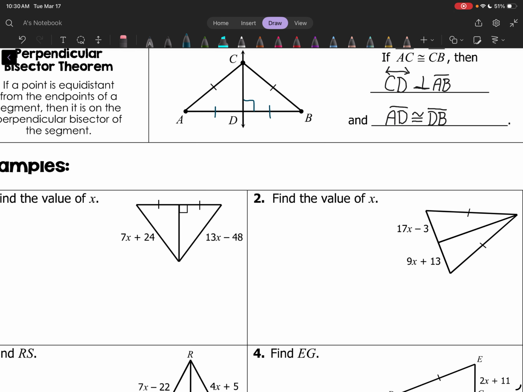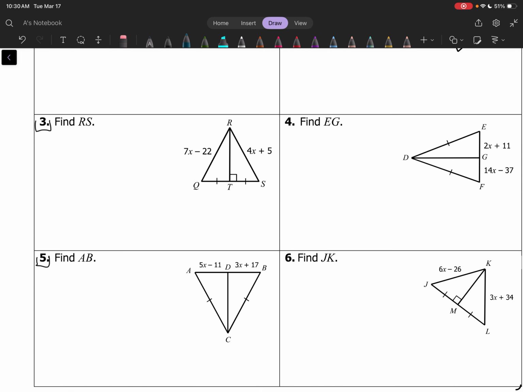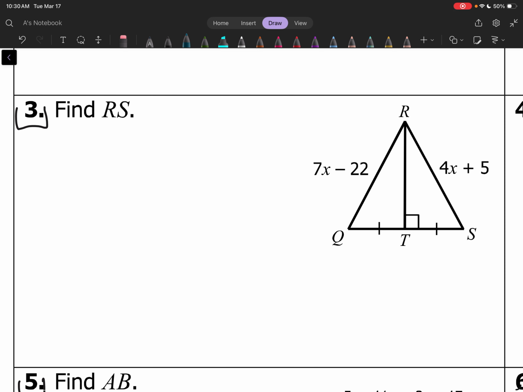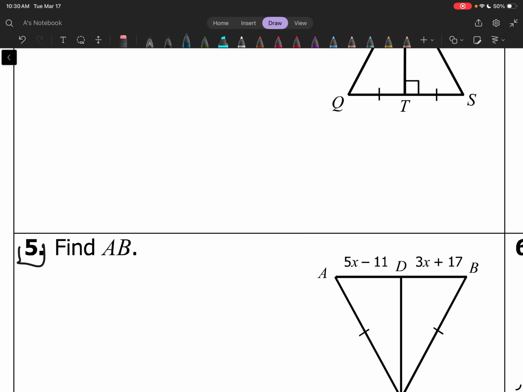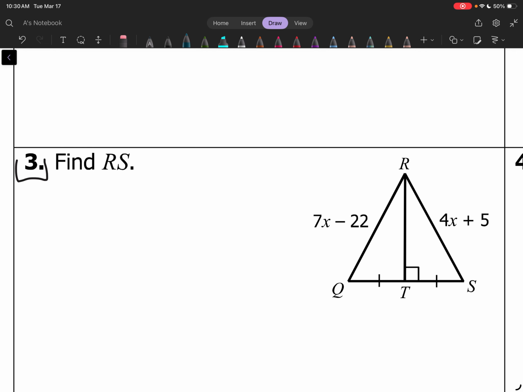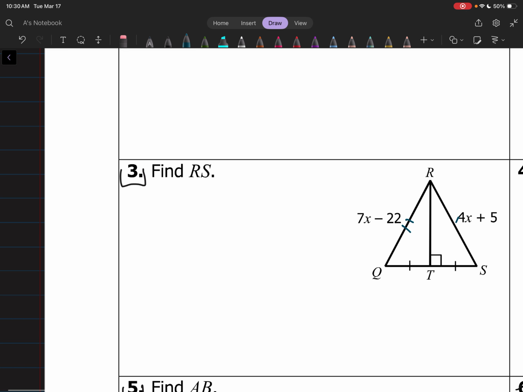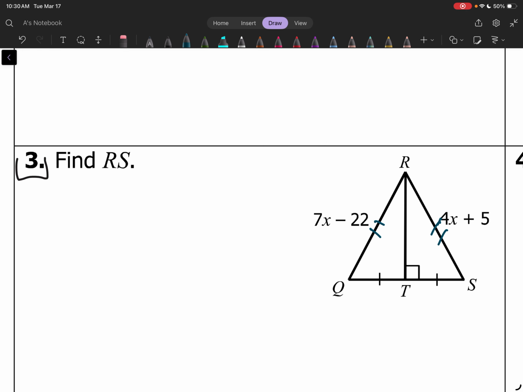Okay, let's put this into practice. Number 3, we're going to be using the bisector theorem. For number 5, we'll be using the converse. Find the length of RS. Well, I noticed that RT and QS are perpendicular. I noticed that QT and TS are congruent. Therefore, RQ must be congruent to RS.